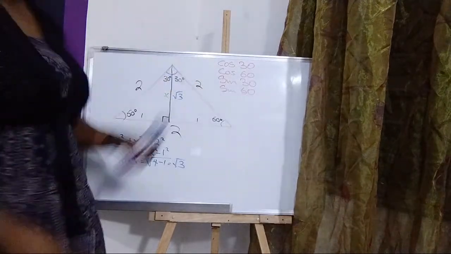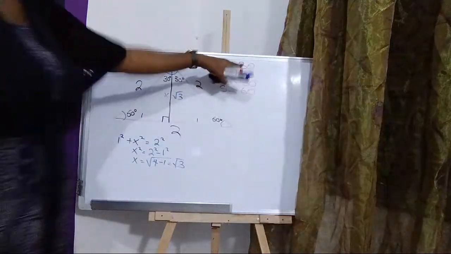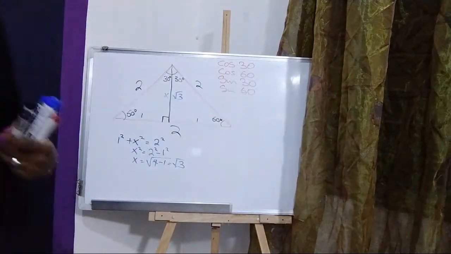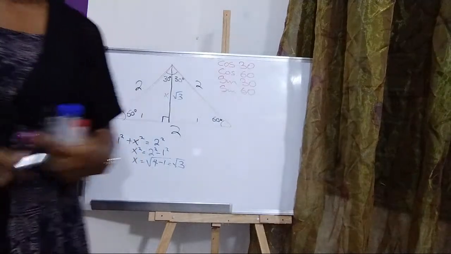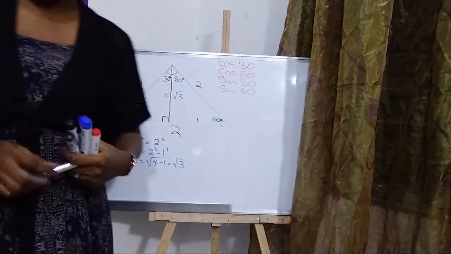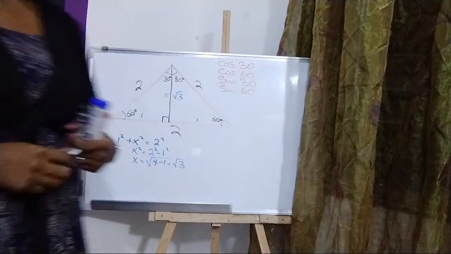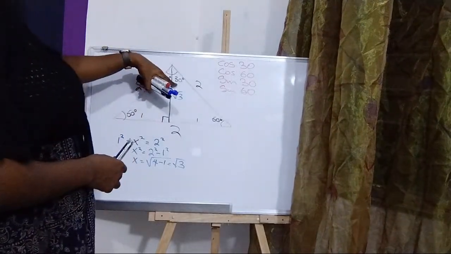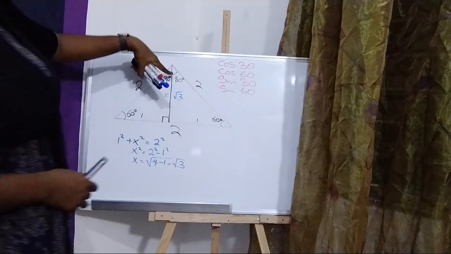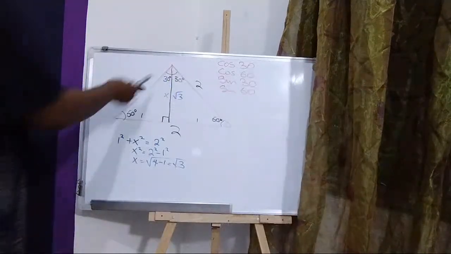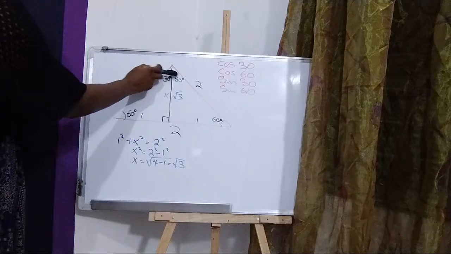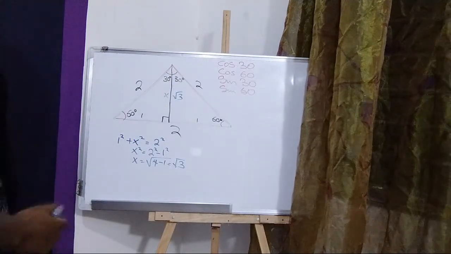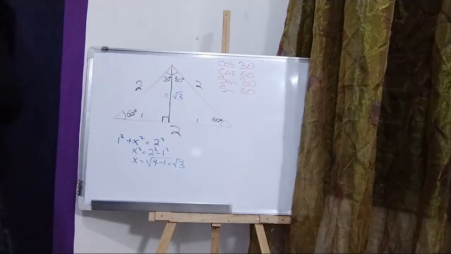We know that cos theta, or cos of any angle, is the adjacent all over the hypotenuse. Now we're looking for cos 30, right? This is 30 degrees. So what is the adjacent of 30 degrees?